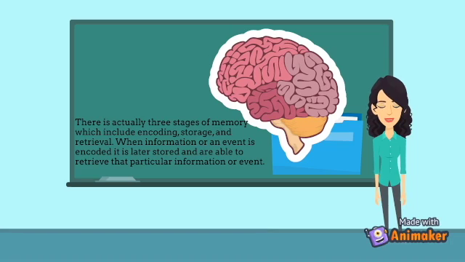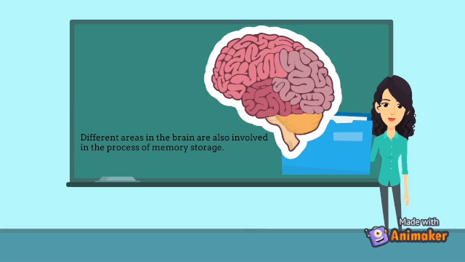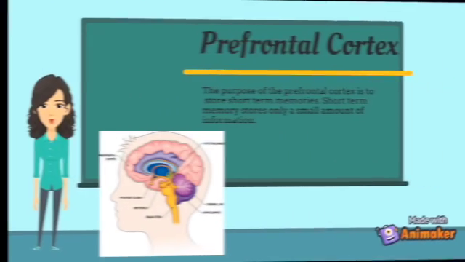There are actually 3 stages of memory, which include encoding, storage, and retrieval. When information or an event is encoded, it is later stored and we are able to retrieve that particular information or event. There are different areas in the brain that are also involved in the process of memory storage.